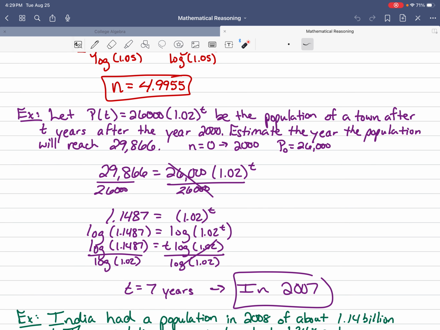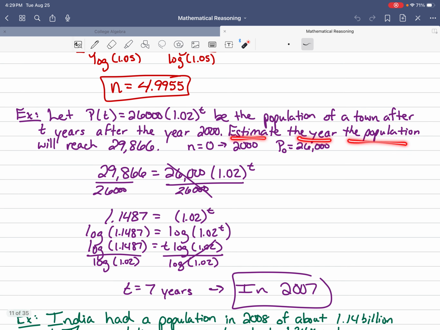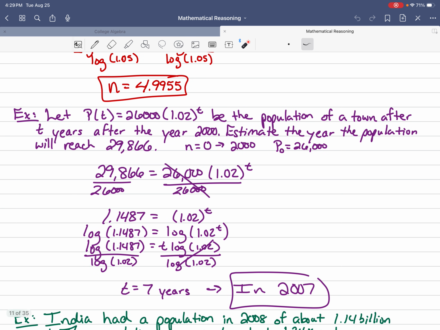All right, we have another example here. Let P of t equal 26,000, parentheses, 1.02 to the power of t. Let that be the population of a town after t amount of years after the year 2000. They want you to estimate the year when the population will reach 29,866. So some information we can pull from this. N equals 0 is our year 0. We're doing after the year 2000. Our initial population, remember this number in front is the initial population, which is at 26,000.